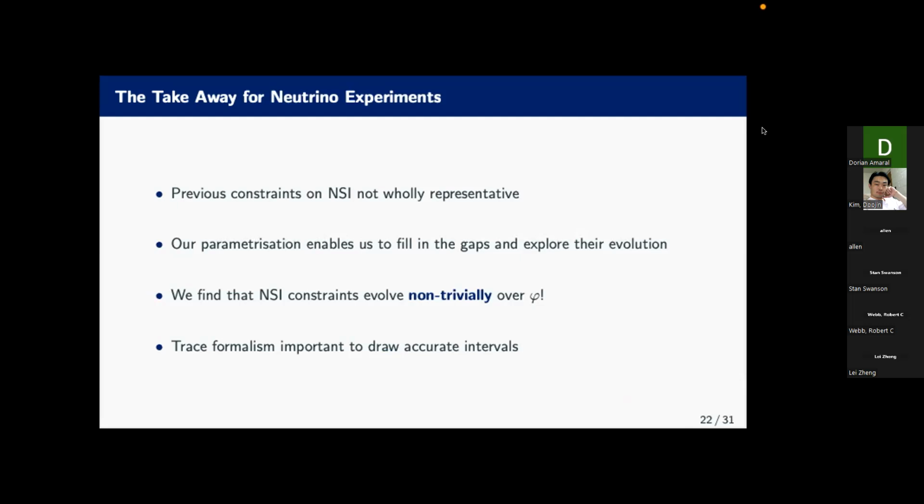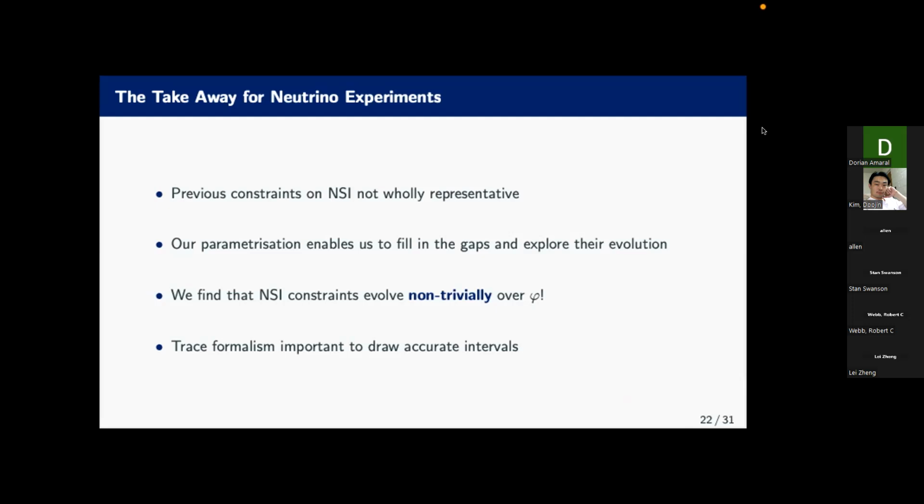It's a very intuitive way to visualize how things are going to evolve. We find that these constraints evolve quite non-trivially over phi. They have all these different weird features. It's not a trivial exercise to see how these limits fit in that parameterization. And very importantly as well, it's very important to use this trace formalism to draw accurate values. If you don't include it, you end up missing really interesting features.